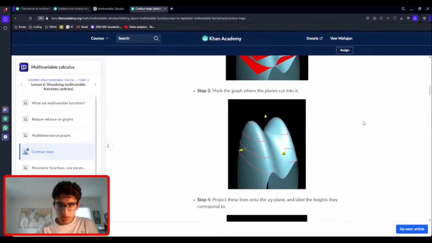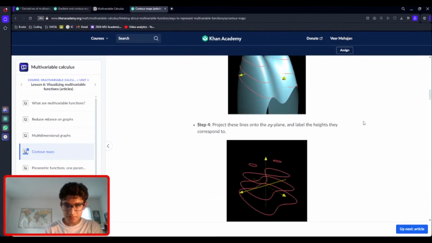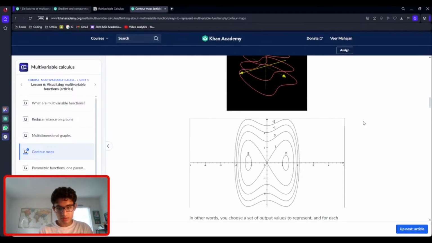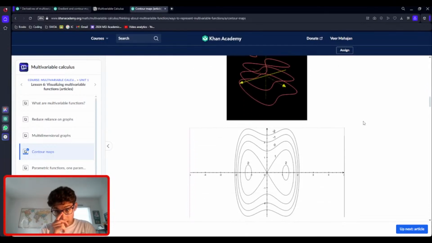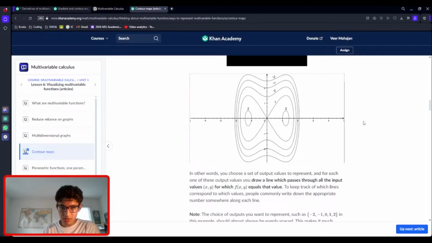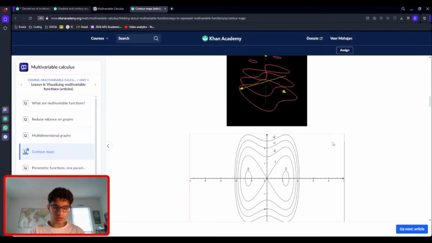Okay, what are you doing? So you're cutting it out. You're doing cross sections, and the shapes that you get from those cross sections, you're projecting them, and you're labeling the heights that they correspond to. How are they labeling the heights here? The heights that they correspond to, meaning the z values at which you did that.